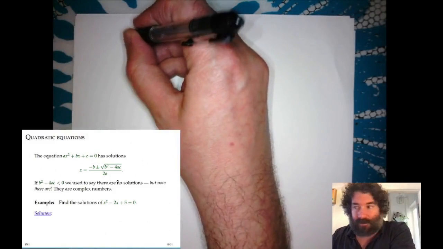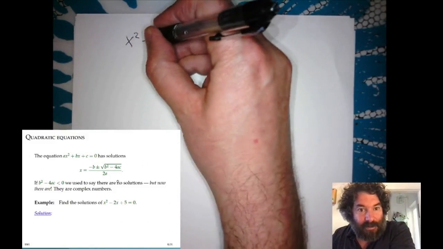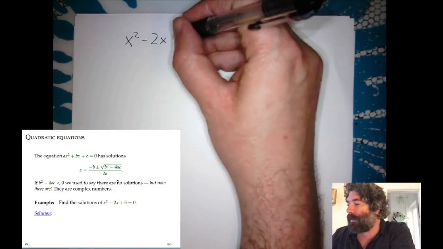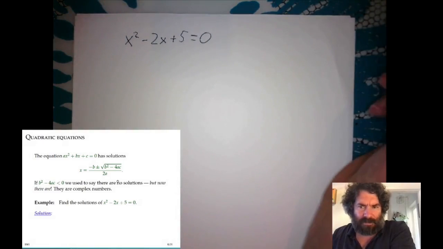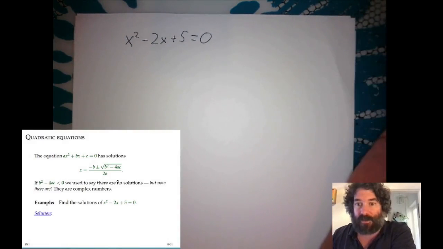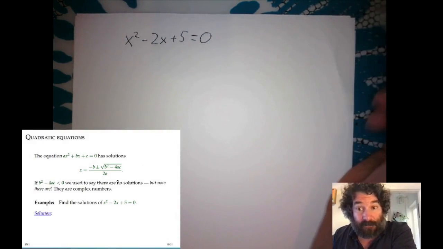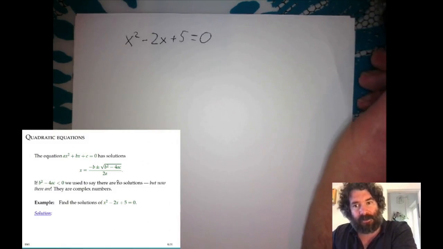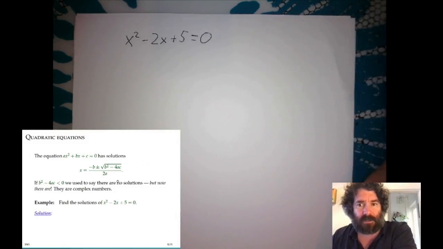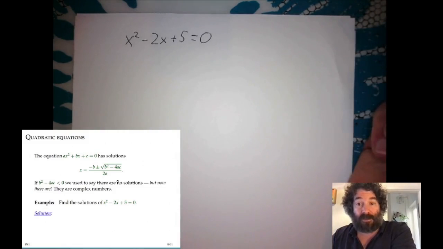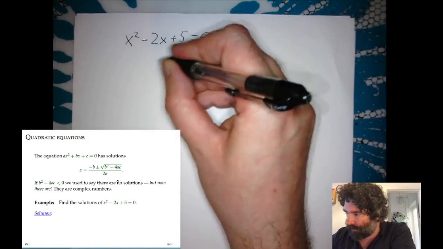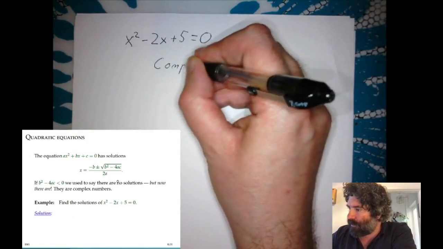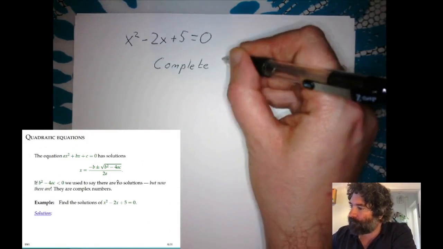So we have this quadratic equation, x squared minus 2x plus 5 equals 0. And we can simply write down the solution by using the quadratic formula, which is shown there on the slide. But you may wonder, how do we know that the quadratic formula holds when we use complex numbers? Well, the reason we know the quadratic formula holds is we can complete the square. So let's just go through that in this example.